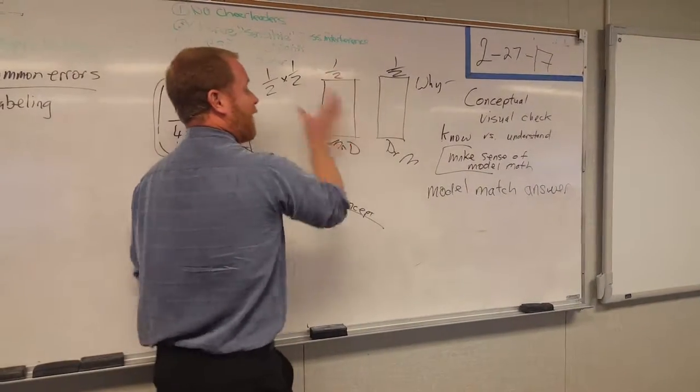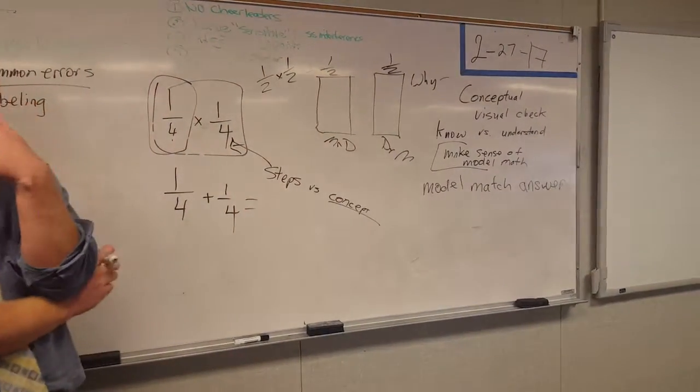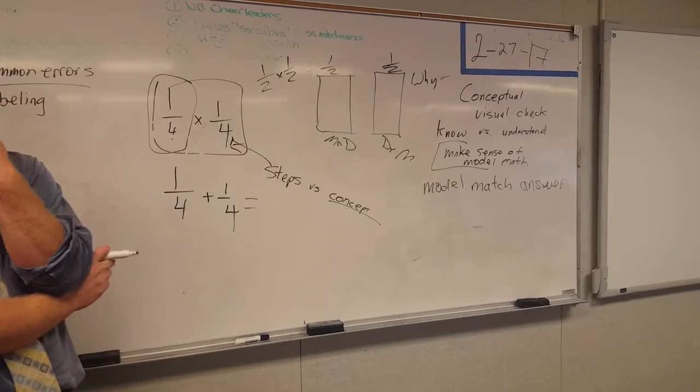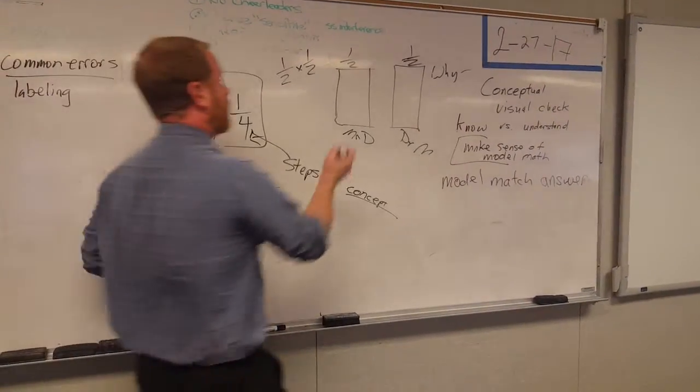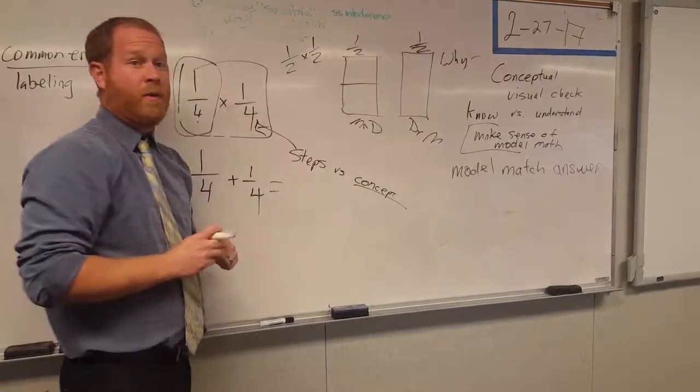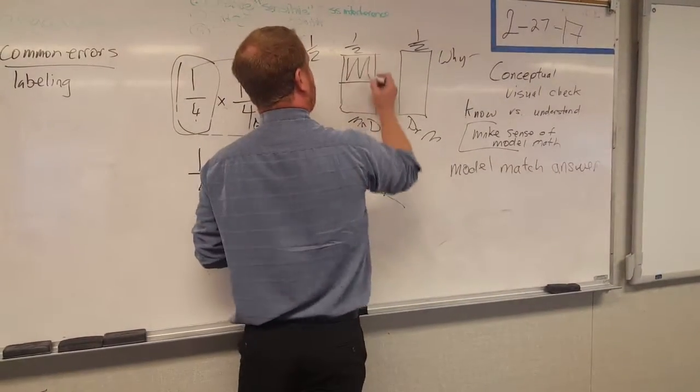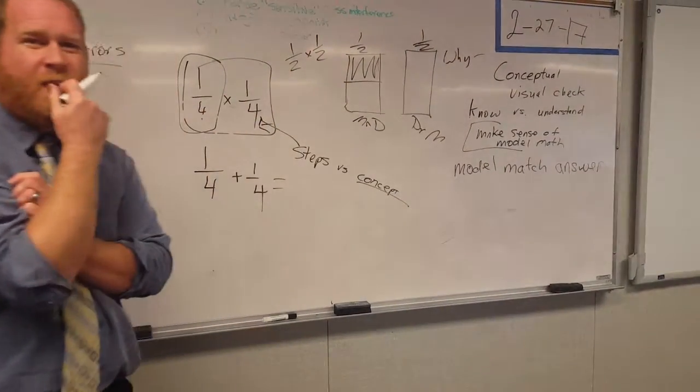So if I only eat half of my half, how do I model that? The kids would just draw a line right down the middle and take half and shade it. Mr. Daniels only ate this part. So how much of the whole pizza did I eat?